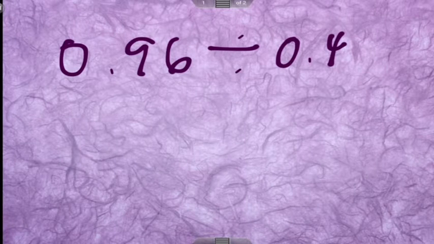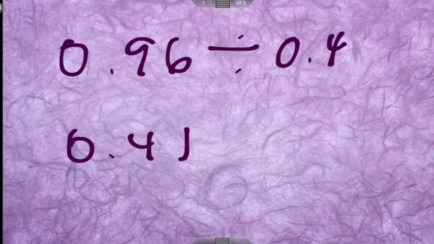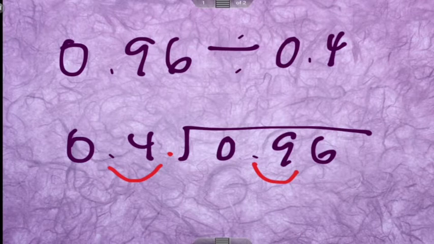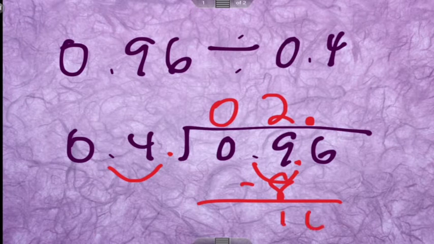So 0.96 divided by 0.4. So I put 0.4 on the outside. 0.96 is on the inside. When I move it over, I move over 1 spot. This, I move over 1 spot. Look where it goes. Right between the 9 and 6. It has to go there because it's 1 spot. 4 goes in 0 times. 4 goes into 9 2 times. 2 times 4 is 8. Subtract it, I get 16. 4 into 16 obviously is 4 times. And then no remainder, so the answer is 2.4.